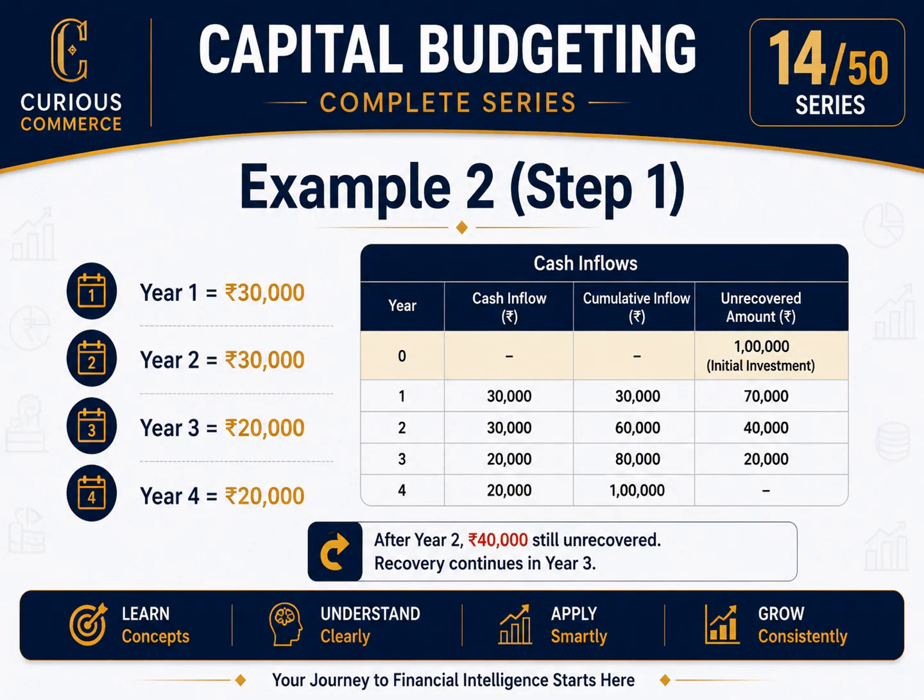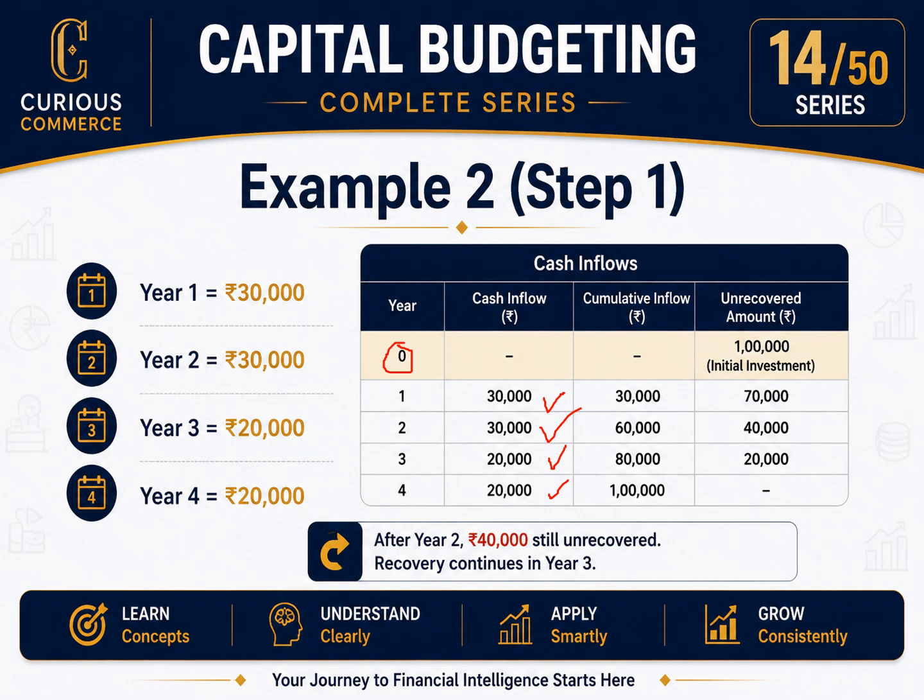Now let us use the uneven cash flow formula. Let us see the unequal cash flows with an example. Suppose yearly cash flows are 30,000, 30,000, 20,000 and 20,000. Year 0 means the initial investment period. Year 1 means at the end of the first year, year 2 means the end of the second year, and the same way up to the end of the fourth year.